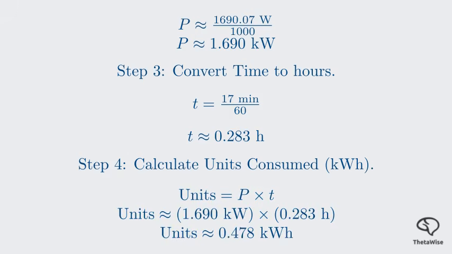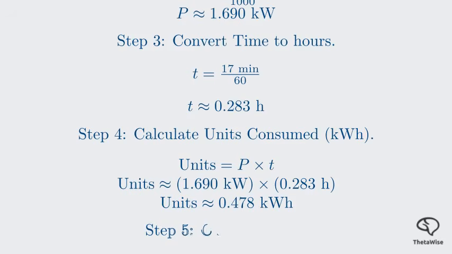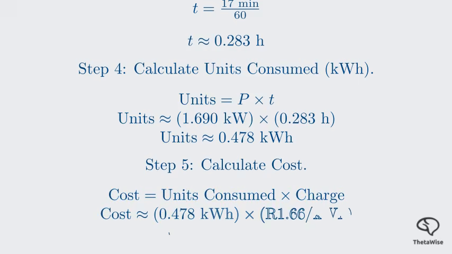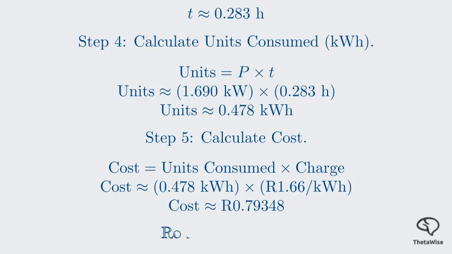Finally, we can calculate the cost. Cost of electricity is the units consumed times the charge per unit. 0.478 units times R1.66 per unit gives a total cost of R0.79. Or, in cents, that's 79.35 cents, which we round up to 80 cents. So, running that powerful hairdryer for 17 minutes would cost you around 80 cents.